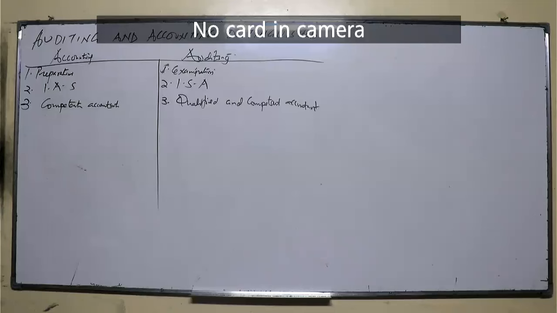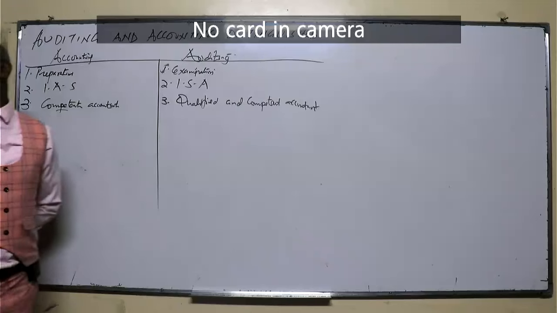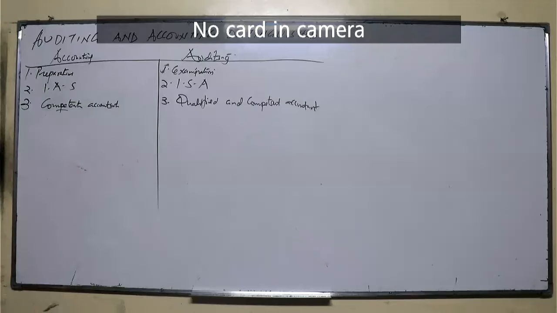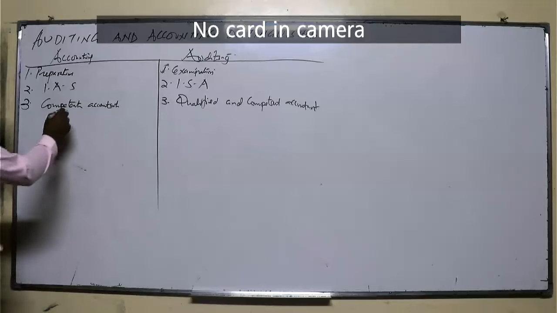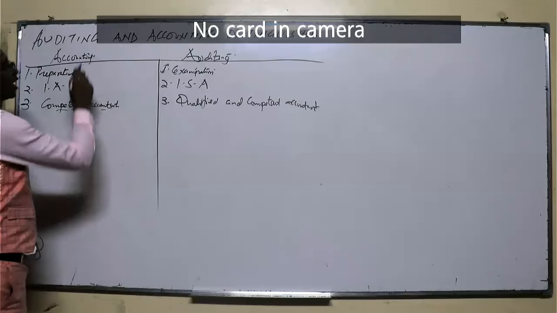I know this can easily be misunderstood. Competent accountants is me and you. We are all competent. Even CASNEB has confirmed that you can prepare books of accounts. You can do an income statement. You can do a statement of financial position. They've already confirmed this, so you are competent enough to prepare books of accounts.